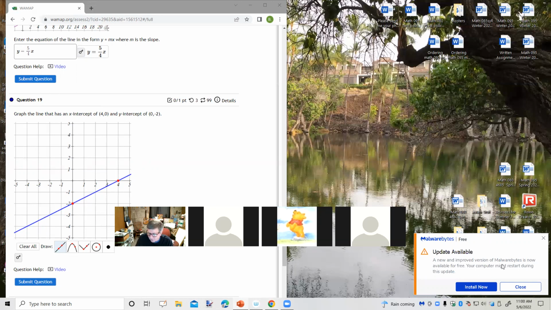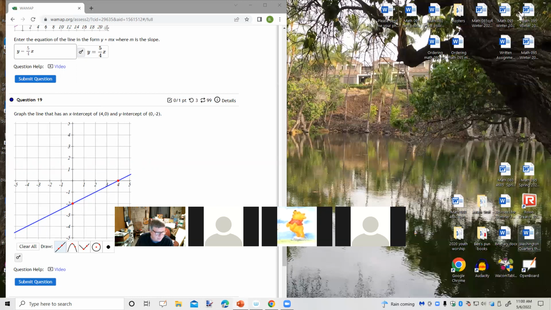Again, they didn't ask for that, but I asked for that. Okay. So we're just kind of going back and forth. Given a picture, get the slope and the y-intercept, write the equation. Given the equation, extract the slope and the y-intercept, draw the picture.